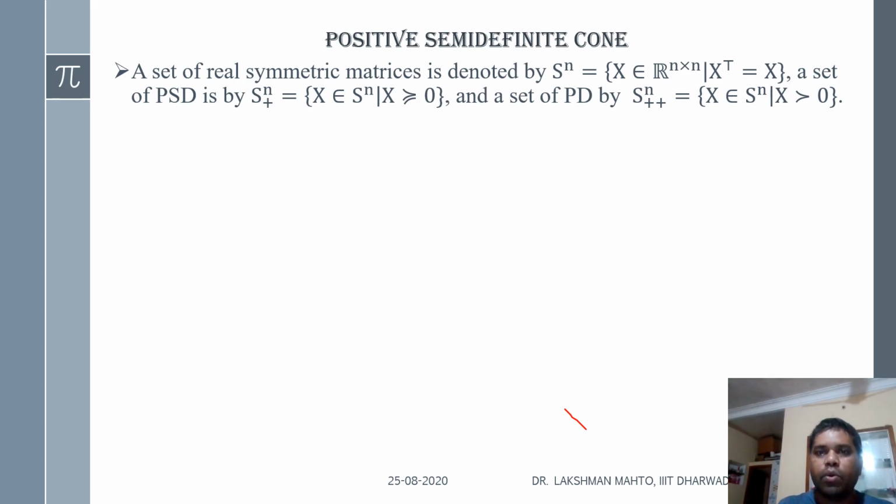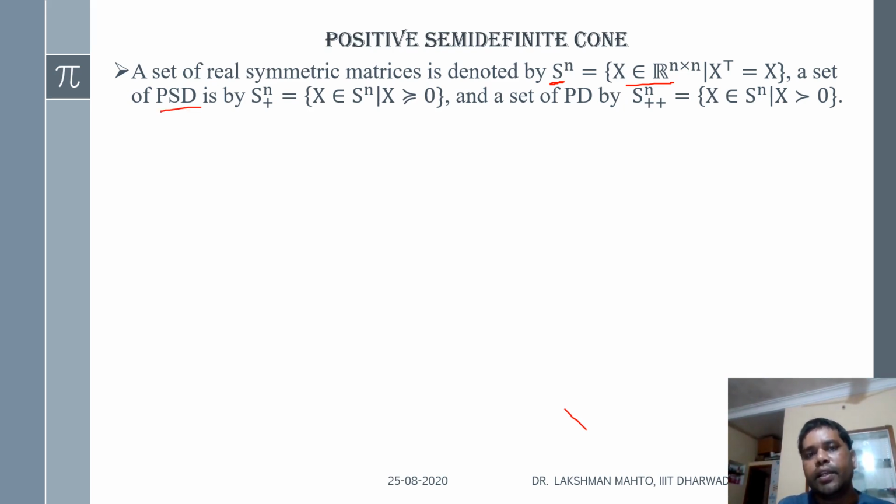Once we have that idea of positive definite symmetric matrix, now I am going to discuss the positive semi-definite cone. In order to consider that, we have to recall a few collections of matrices. First, we consider the collection of all n by n symmetric matrices, and that class we denote by Sn. Sn is a collection of all n by n symmetric matrices.